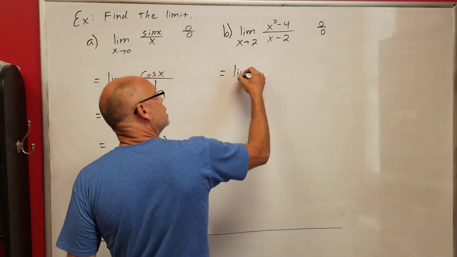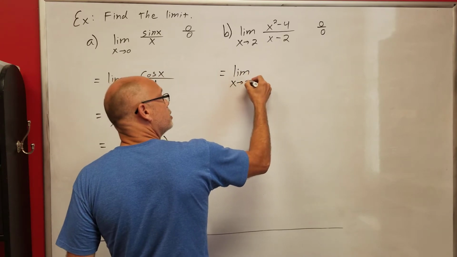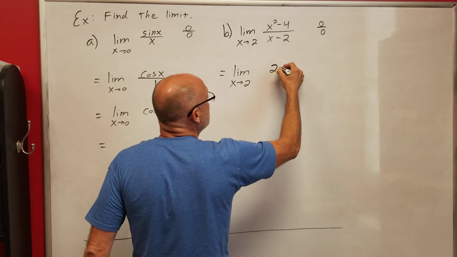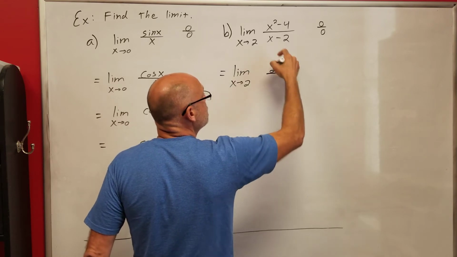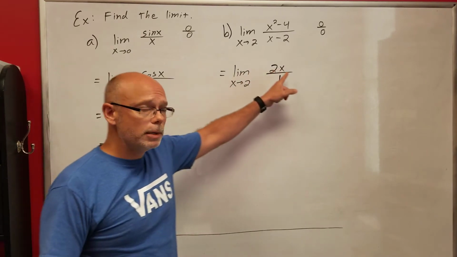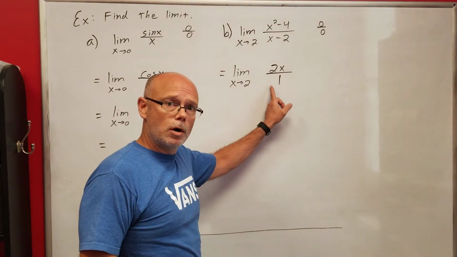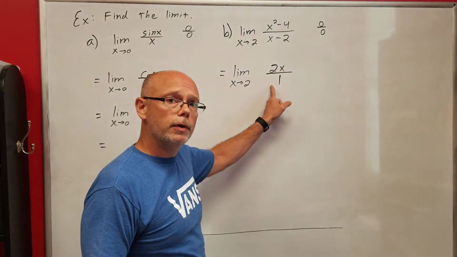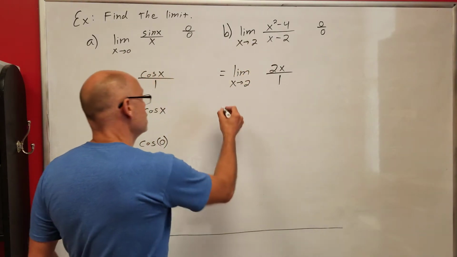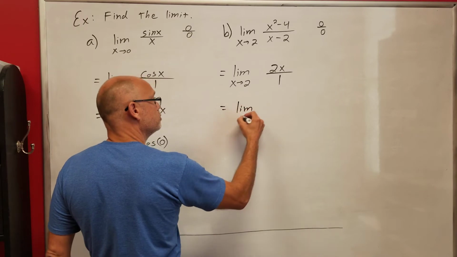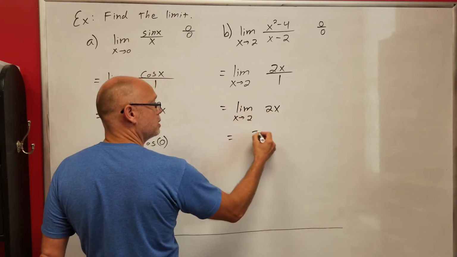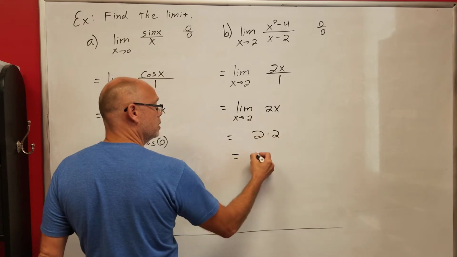So we're going to say, okay, this is the limit as x approaches 2 of the derivative of the numerator, which is 2x, over the derivative of the denominator, which is 1. Now, if this limit exists, or if it's infinity or negative infinity, it'll be the same as this limit up here. Let's see, that's the limit as x approaches 2 of 2x. Oh, well, that's just 2 times 2, or what? 4.